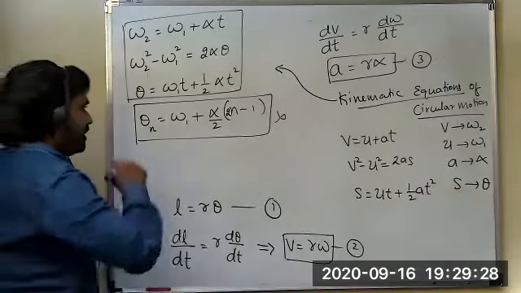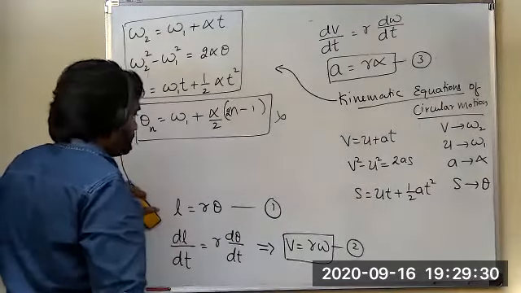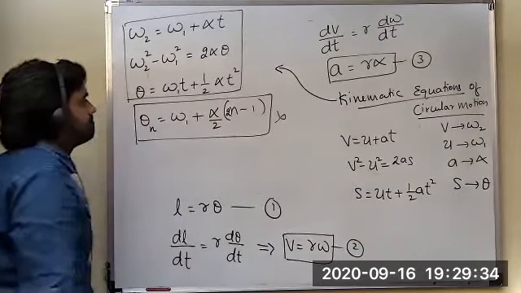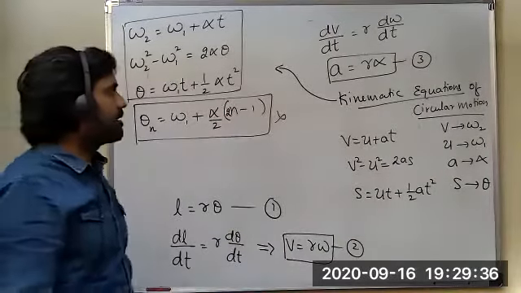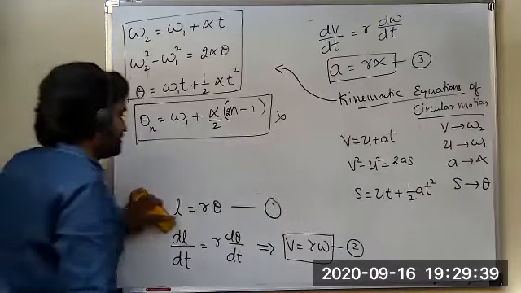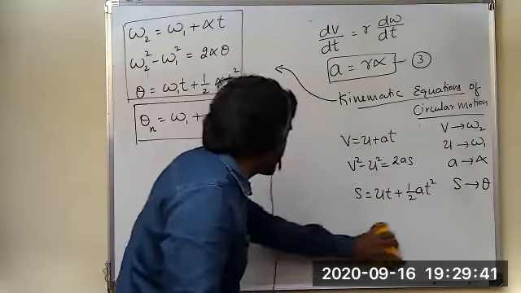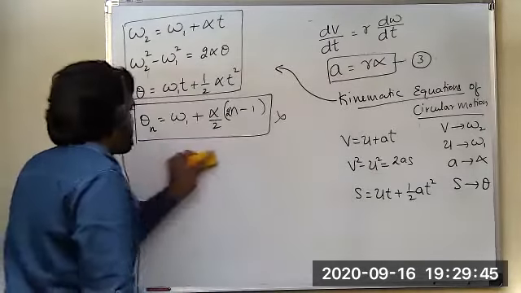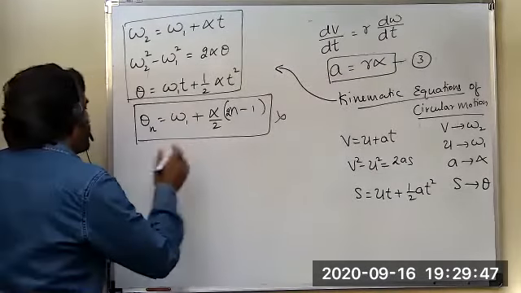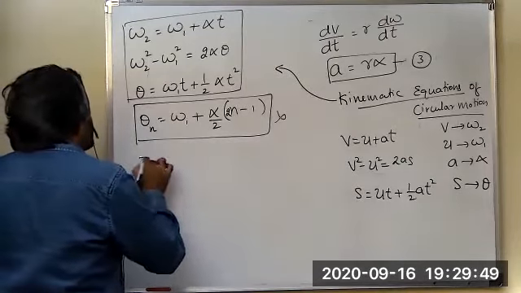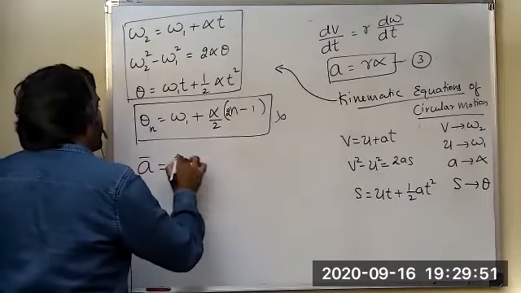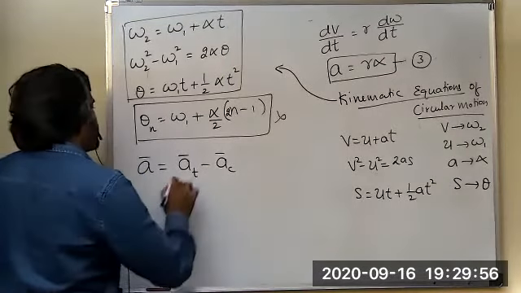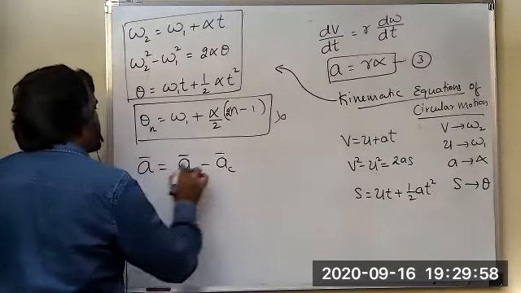So now, copy it as it is. These are known as kinematics of circular motion. And now students, acceleration is equal to, we got AT minus AC. This is a point we got, no? Or else we can also write it. This is the net acceleration.